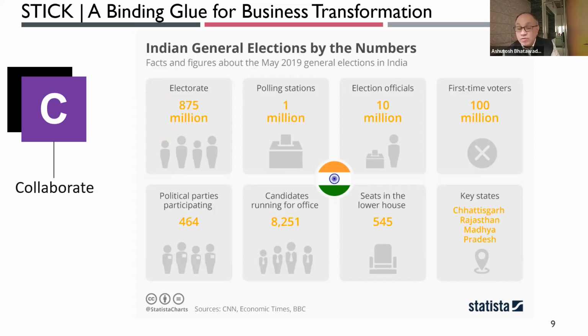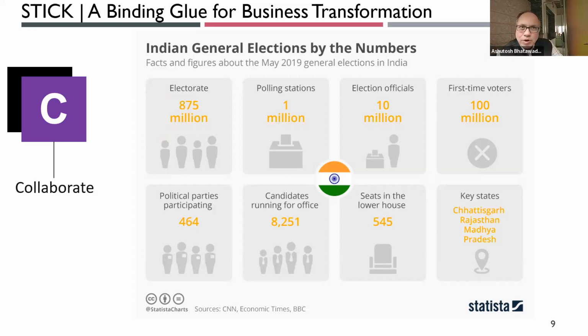464 political parties. Imagine all political parties accusing the election commission of favoring one party or the other. We all hear that on a daily basis, right? And 8,000 candidates for 545 Lok Sabha seats. That's the scale at which the ratio is. So what I'm trying to tell here is this is an organization which has actually done collaboration. It actually tells us what collaboration is.